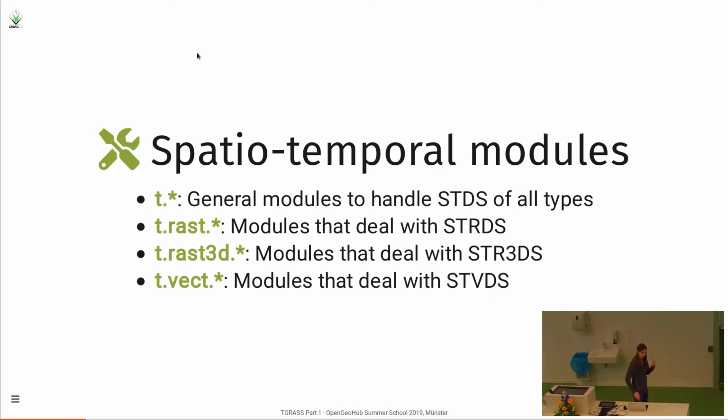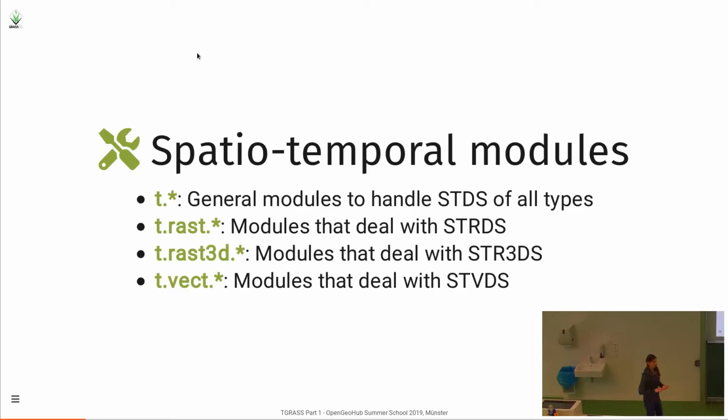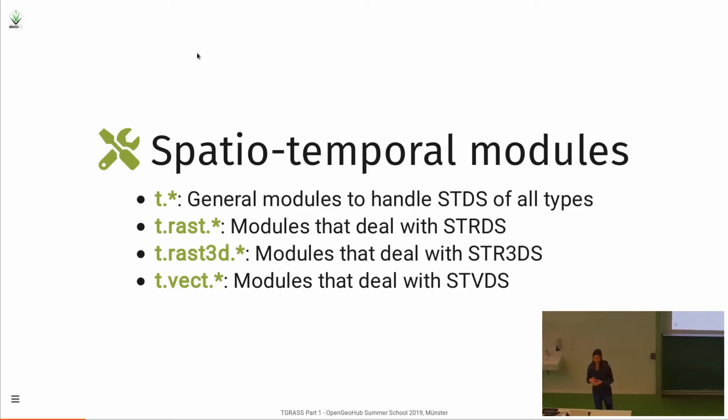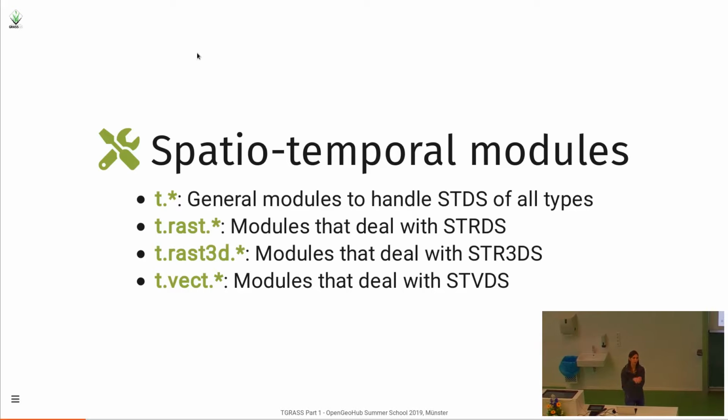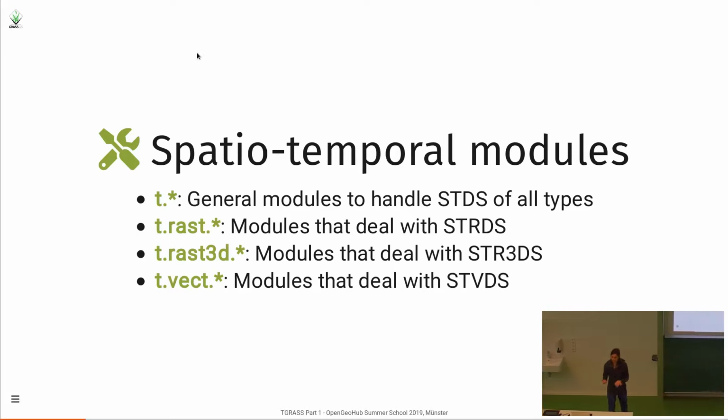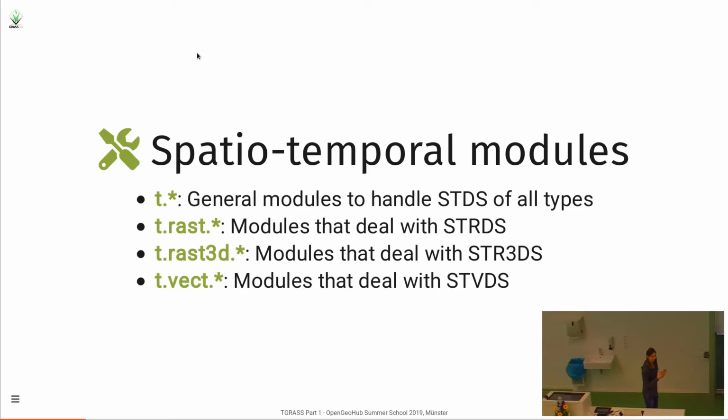And then, as with all the modules in GRASS, they are organized according to their functionality or according to the input data that they take. All the modules starting only with T are general modules to handle time series. Then if they are t.rast or something else, those are specific to raster time series, and so on with raster 3D and vector.